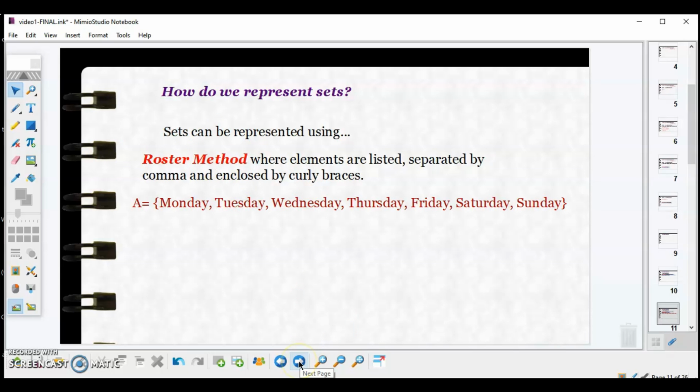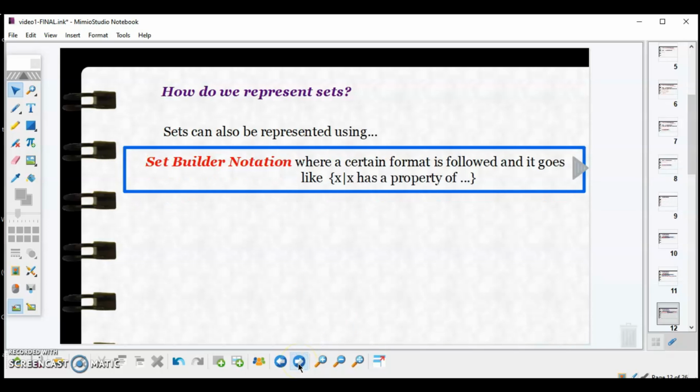Now, aside from the roster method, do we have another one? Yes. The second one is what we call the set builder notation. Actually, this is under the rule method, but they just mean the same thing. It's just that set builder notation follows a certain format, and the format goes like this. Okay? Now, how do we read this? It's a common problem among students. They do not know how to read this.